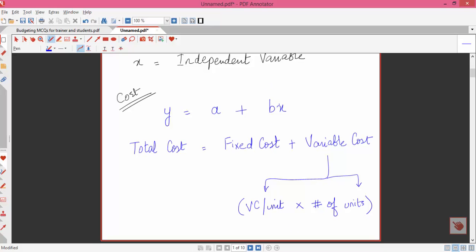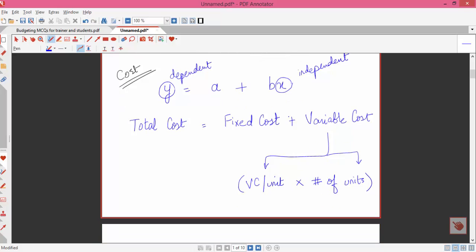Now if you see, I am telling you that X is independent variable and Y is dependent variable, right? It means that the more units you produce, the more will be the cost. That's why X is independent of Y, right? So this is very important to keep in mind while doing regression analysis, what is the dependent variable and what is the independent variable.